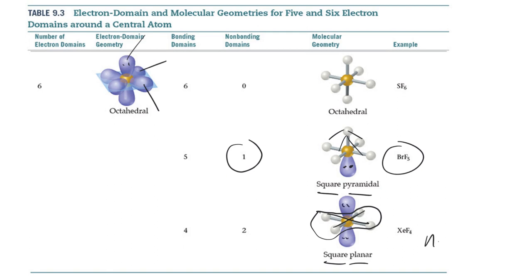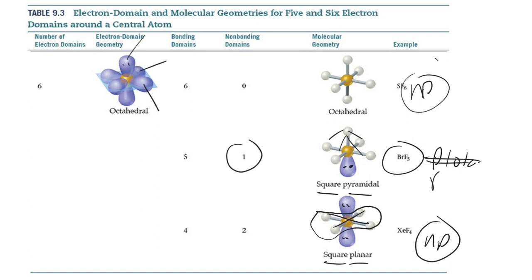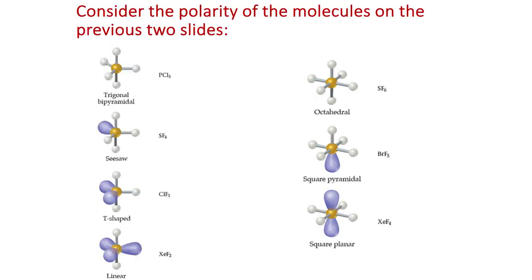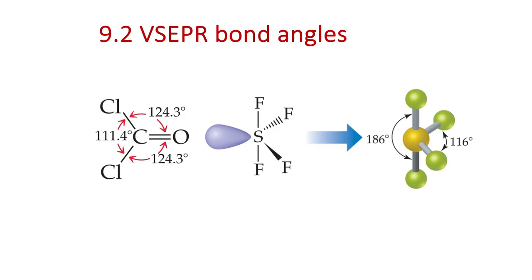So planar molecule, nonpolar, SF6, nonpolar, and then we have a polar molecule in the case of BrF5, because we kind of break the trend of having an atom to oppose itself. I think the next slide is, no, that's not what I thought it was.